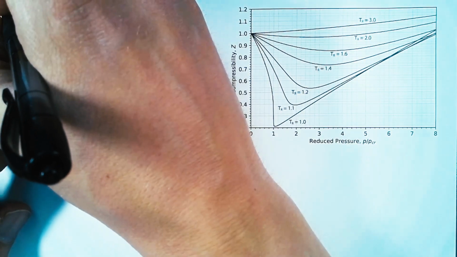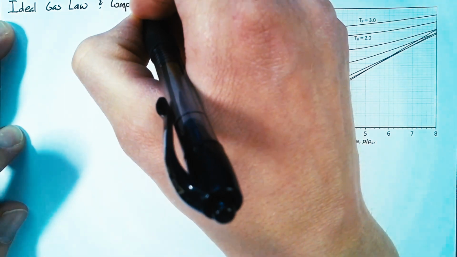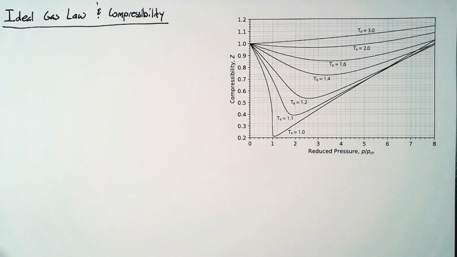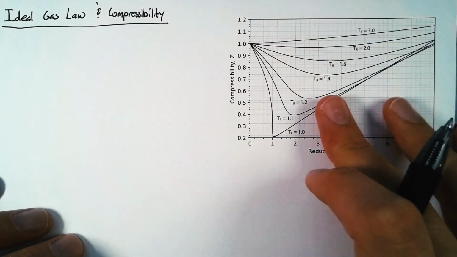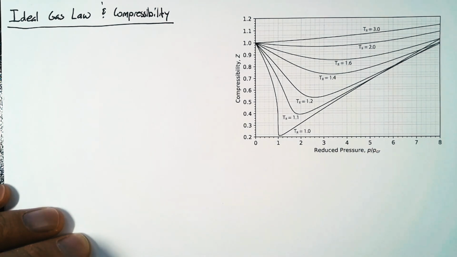In this video, we're going to be looking at both the ideal gas law and compressibility. What happens when we deviate from the ideal gas law? So ignore the chart on the right-hand side for a moment. We'll come to it later. For now, I want to look specifically at the ideal gas law.